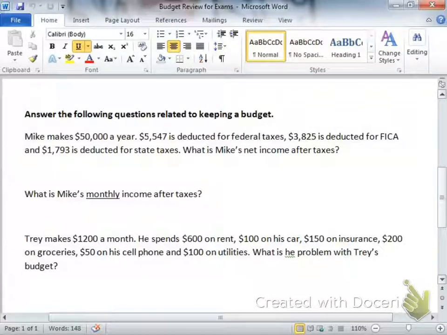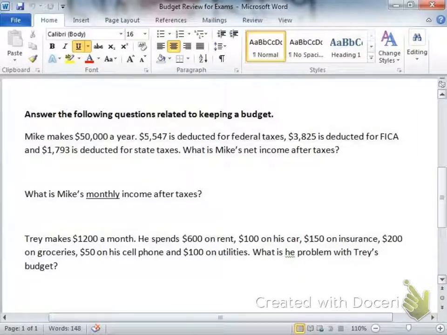$5,547 is deducted for federal tax. $3,825 is deducted for FICA, and $1,793 is deducted for state income tax. What is his net income after taxes? How do you do this problem? You add up all the taxes.